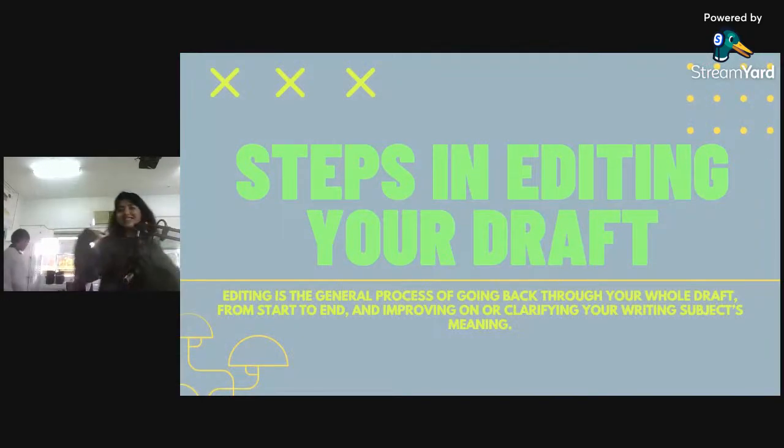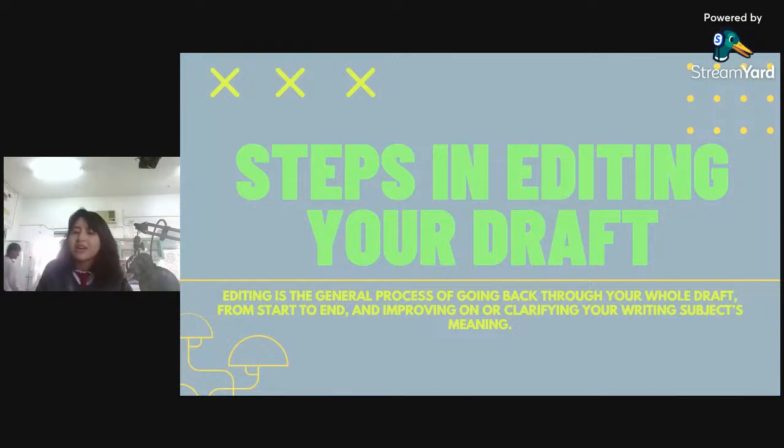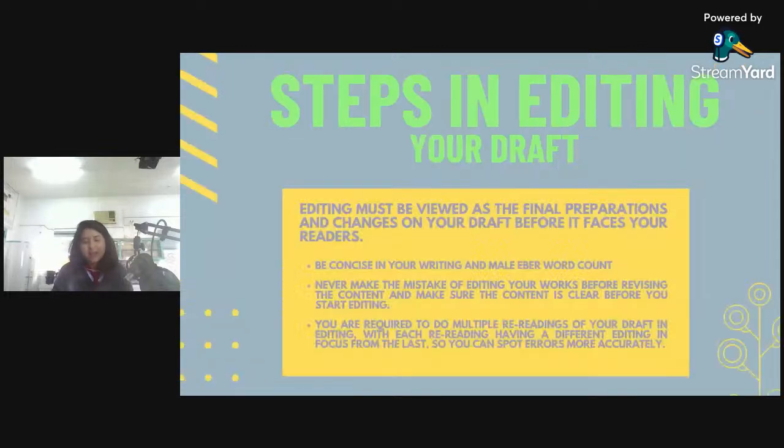Hey guys. So now I will be talking about steps in editing your draft. I want to go through this quickly because we're running out of time, so I'll just read and summarize. Editing is a general process of going back through your whole draft from start to end and improving on or clarifying your writing subject meaning. Editing must be viewed as the final preparations and changes on your draft before it faces your readers.